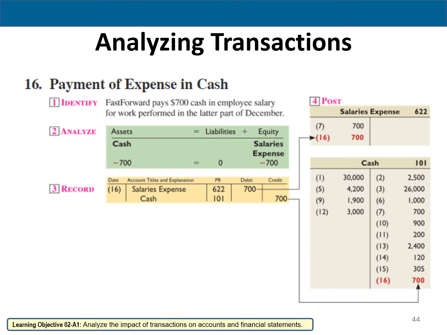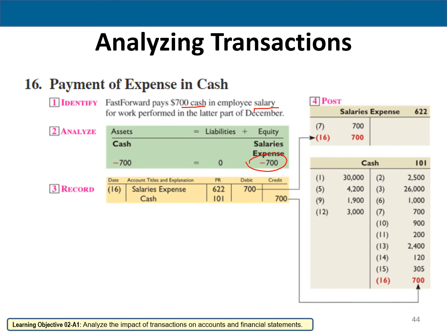All right, transaction 16, we're paying some expenses in cash. So Fast Forward pays $700 cash in employees' salaries for work performed in the latter part of December. And so our two accounts that are affected here are cash and salary expense, right? Cash is an asset, so it belongs on the left side. Salary expense is part of the expanded accounting equation, and it impacts equity. But expenses have an inverse relationship with equity. And so as the expense itself is increasing, equity is decreasing.